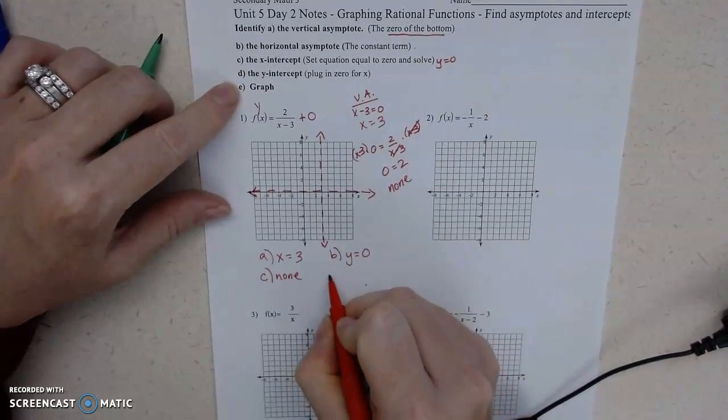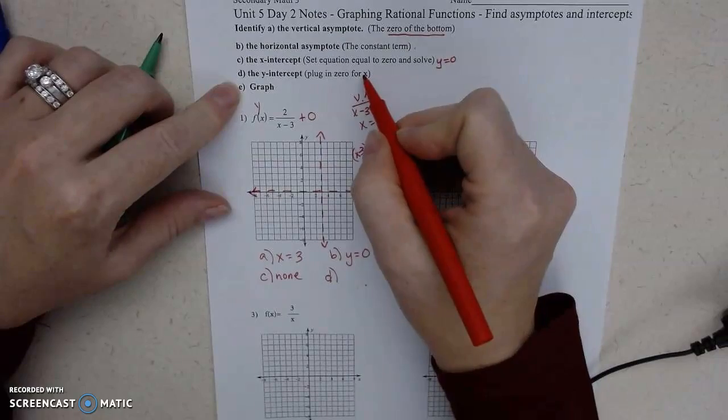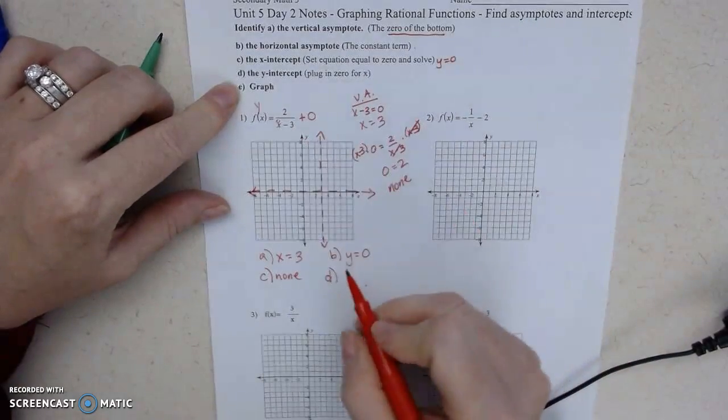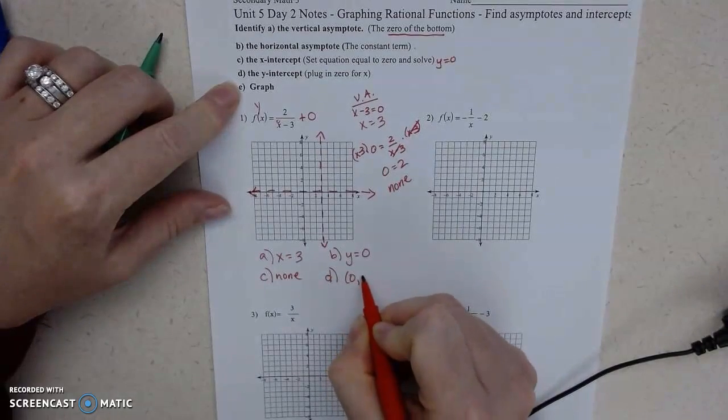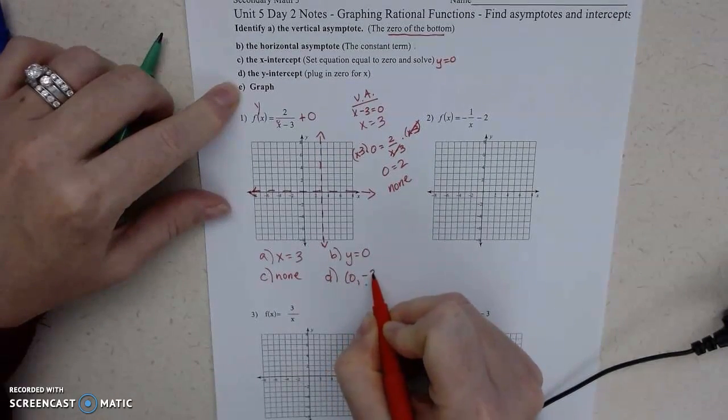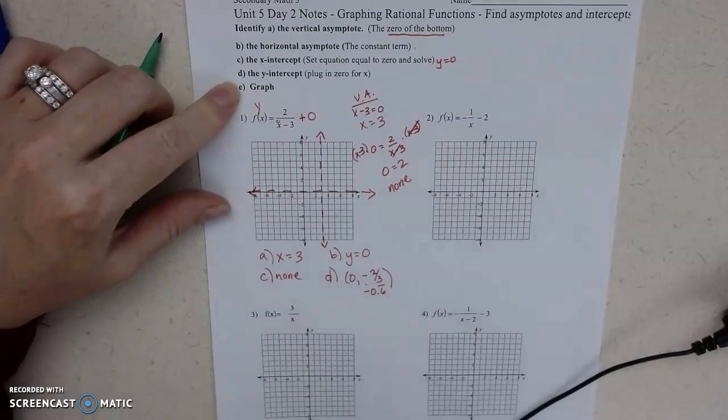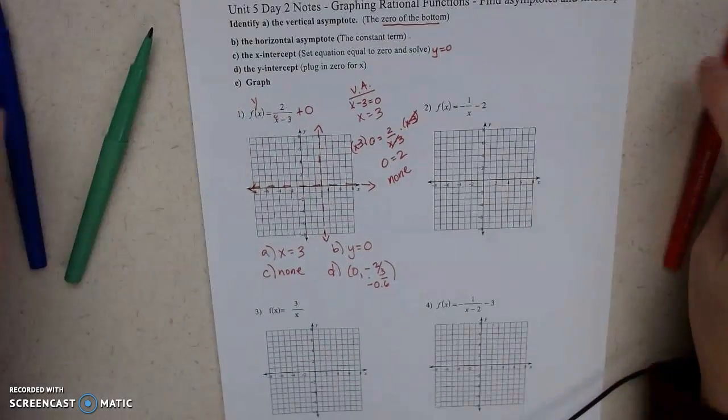For Part D, the y-intercept, we're going to let x equals 0. So we're going to get negative 2/3, x is 0, and negative 2/3, which is as a decimal to graph that. So I'll go ahead and plot that.